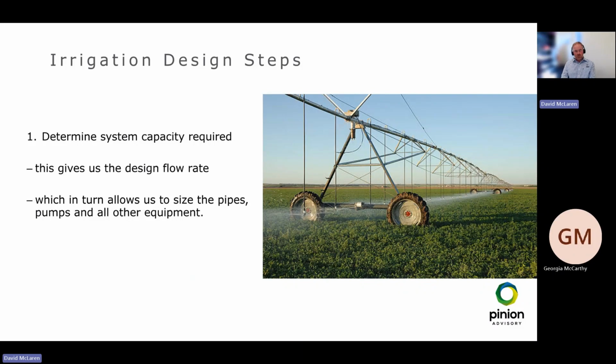Now I'm going to jump through the irrigation design steps, and we start off with the first step in the irrigation design, which is determine the system capacity required. So when we determine the system capacity required for the irrigation system, this gives us a design flow rate. Once we have a design flow rate, we can then determine pipe sizes, pumps, and all the other equipment and incidentals to make the system operational.